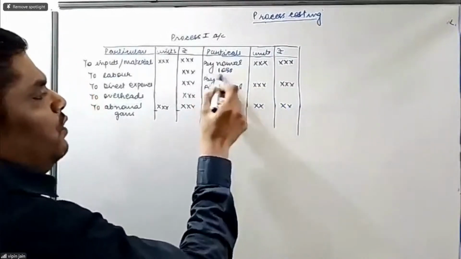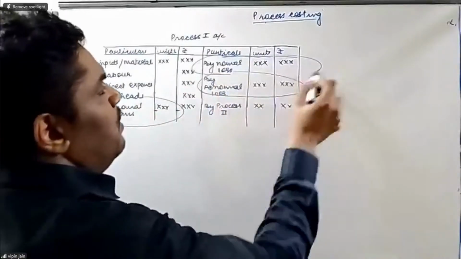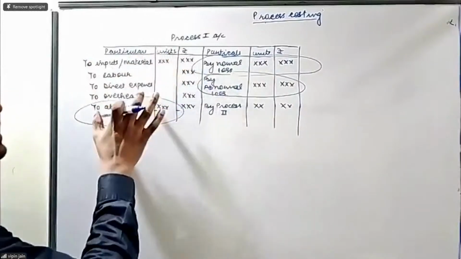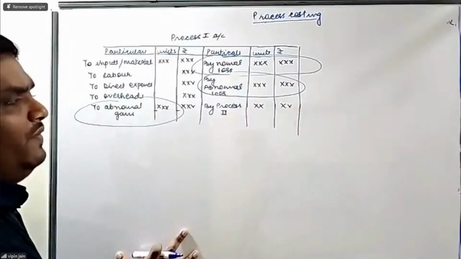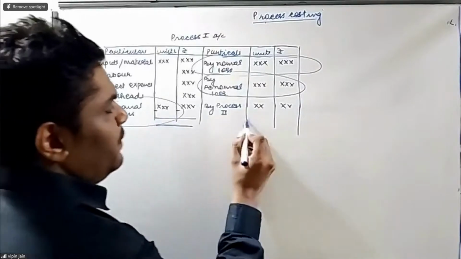As of now, ignore these parts. I'll be discussing these 3 parts separately: what is normal loss, what is abnormal loss. So in short, this much is the material, this much is the conversion cost, and this much is the output we are getting. So this is the basic format of a particular process account.